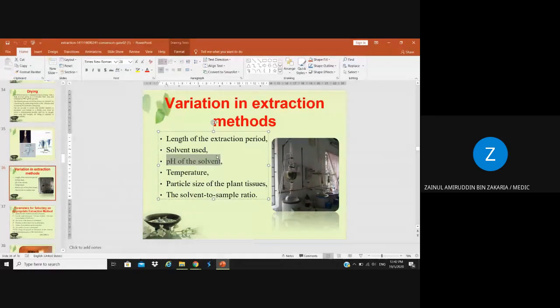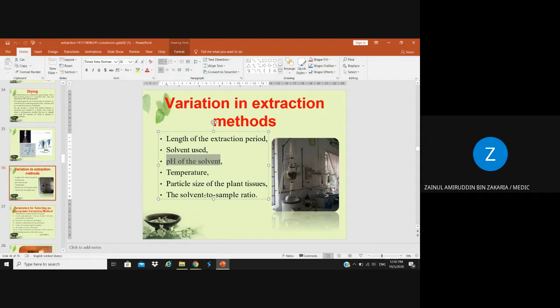And then temperature, particle size of the plants, and the solvent to sample ratio. If the solvent is not enough to soak the sample, what will happen? If you have less solvent, then the solvent will become concentrated with the bioactive compound. Some part of the sample will not be able to be extracted by the solvent, so you will not get the maximum amount of bioactive compound out from the sample, in a sense.